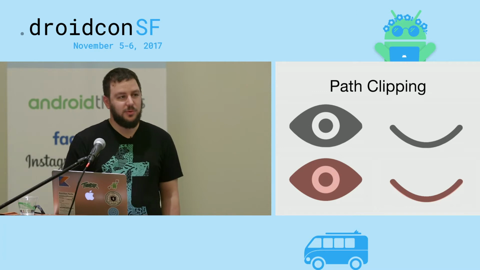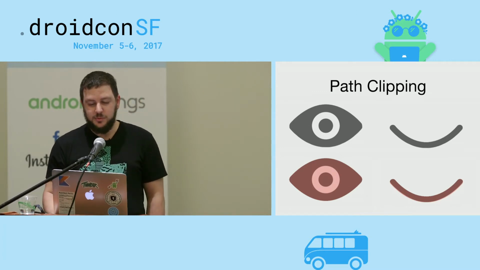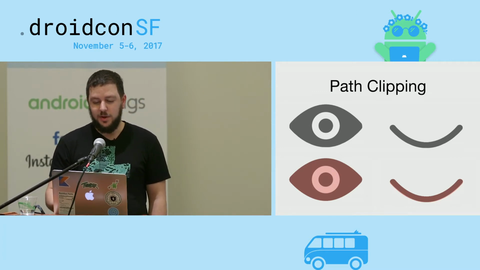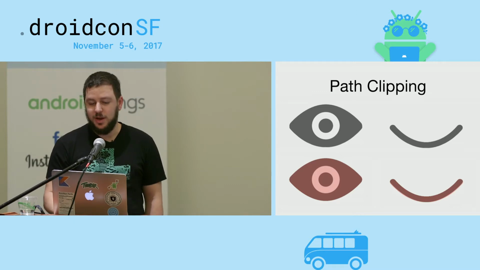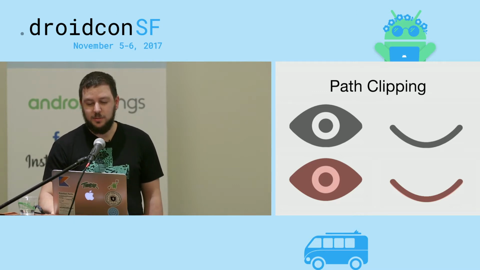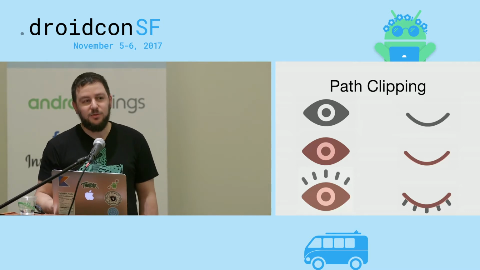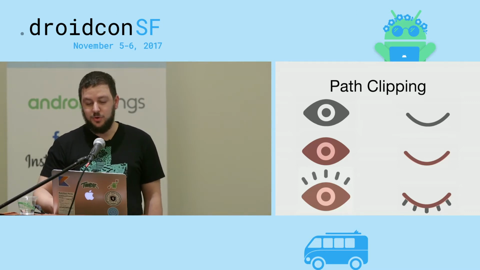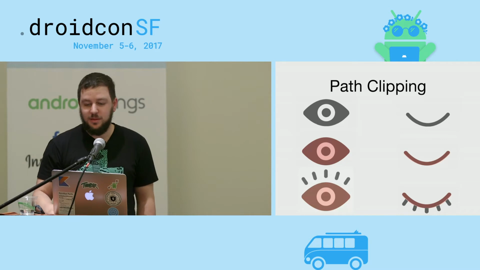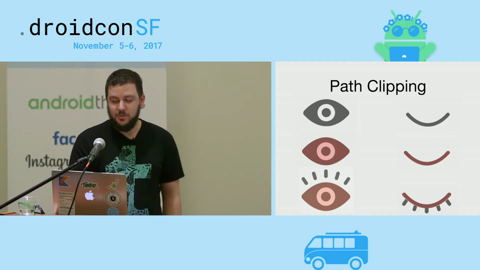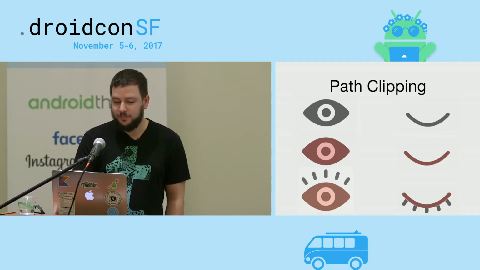All right, so we started with the eye, and by animating a mask, we can create this blink effect. But what about the eyelashes? Remember that anything that lies outside the mask or the region bounded by the clip path does not get drawn. So how do we actually get those to draw?